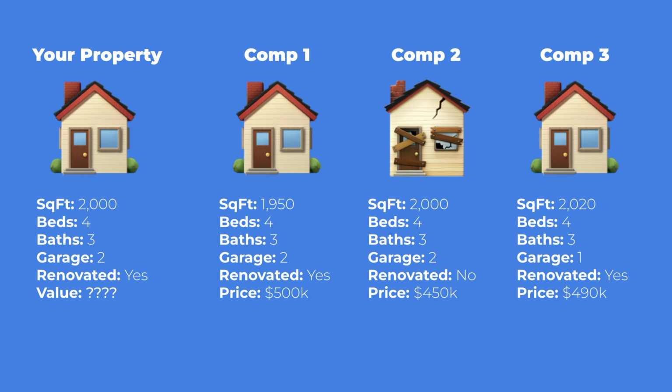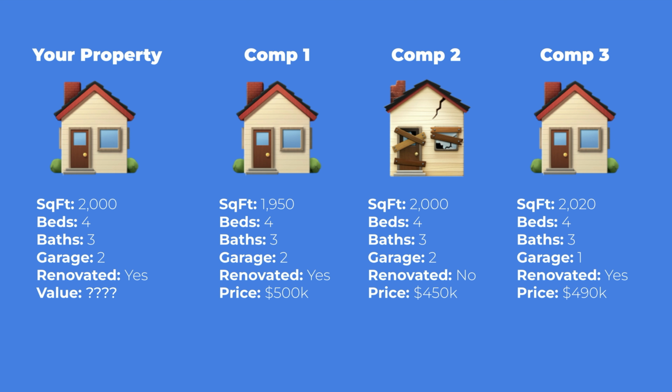So this is where I was saying you would want to make adjustments for those differences first. By looking at that, we could see that comparable number 1 with a 2-car garage sold for $500,000 and comparable number 3 with a 1-car garage sold for $490,000, which tells us that the value of a garage is $10,000. So in that case, if you made that adjustment to comparable number 3, you'd have comparable number 1 and 3, both at $500,000.